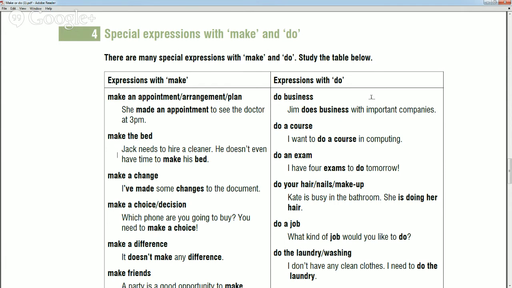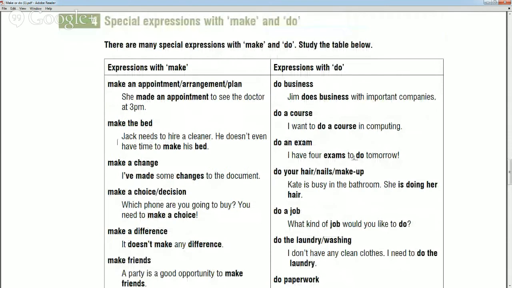Okay, do an exam. I have 4 exams to do tomorrow. Wow. Okay. Yeah, that is a lot. So next one, do your hair, nails, makeup. Perla, can you read that one? Kate is in the bathroom. She's doing her hair. She's doing her hair, yeah. Or she's doing her nails, or she's doing her makeup.